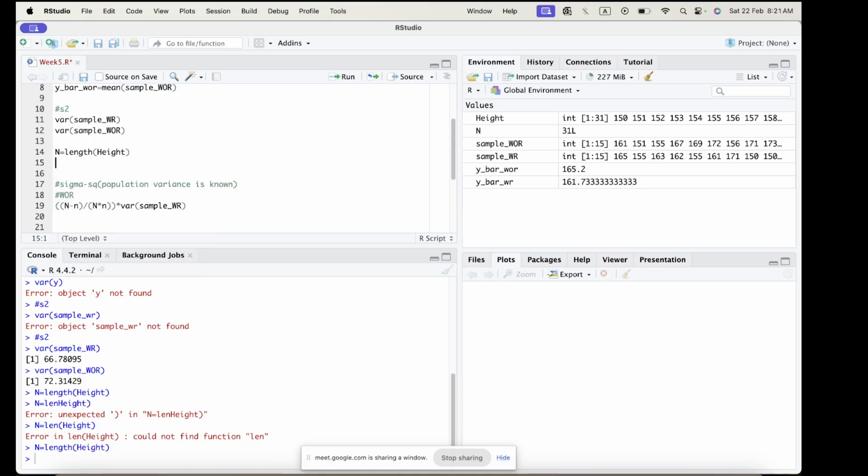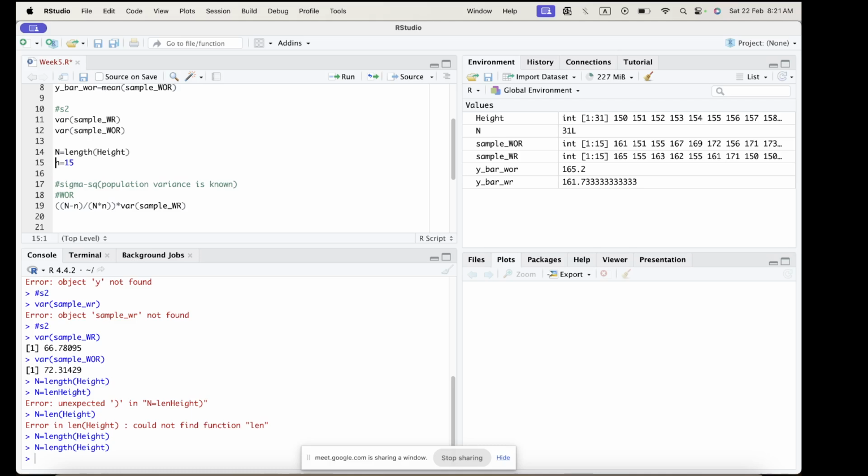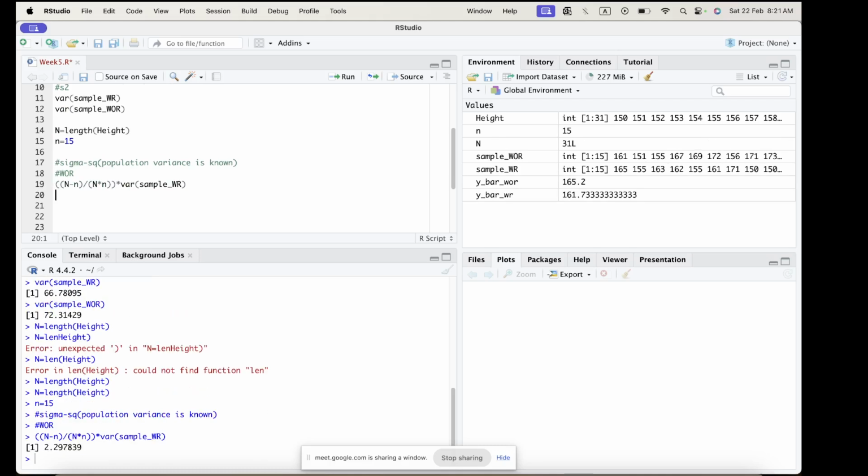And small n is actually 15, whatever is the size of the sample. So if this is this, then how much does this come to? This is actually variance hat y bar WOR. Okay, so this is the quantity. Now what is the lower limit and what is the upper limit? Here population variance sigma square is known, so we have to get the square root of this thing.